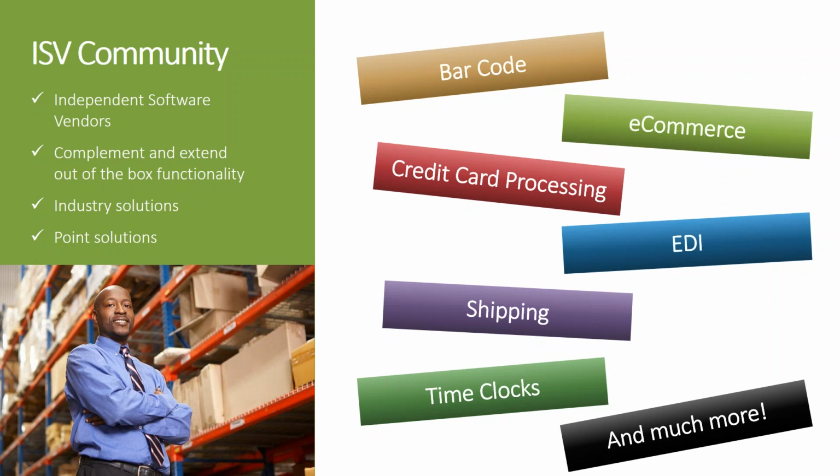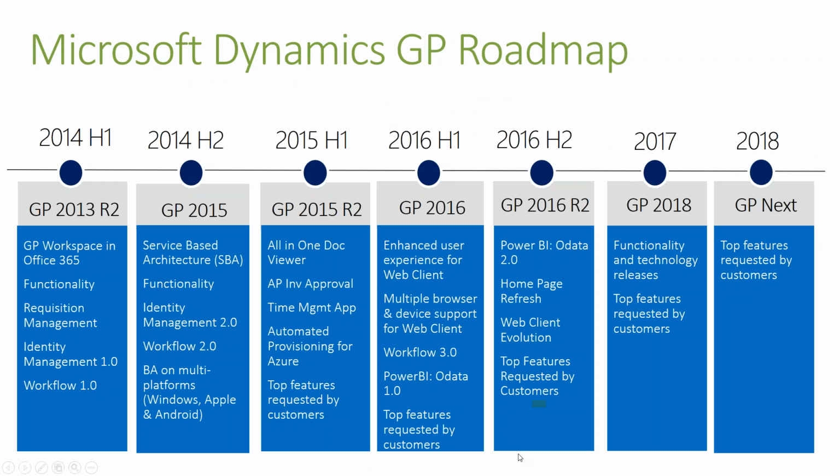The list can go on. And there's also point solutions that might do one type of functionality that crosses industries. Those are very common. We usually include a couple of those on every deal we do. Examples are integrated e-commerce sites, electronic data interchange, integration with UPS, FedEx, USPS, time clock systems, credit card processing. There's a whole lot of options out there, and we're more than happy to learn about your requirements and make any recommendations as to what you should be taking a look at.